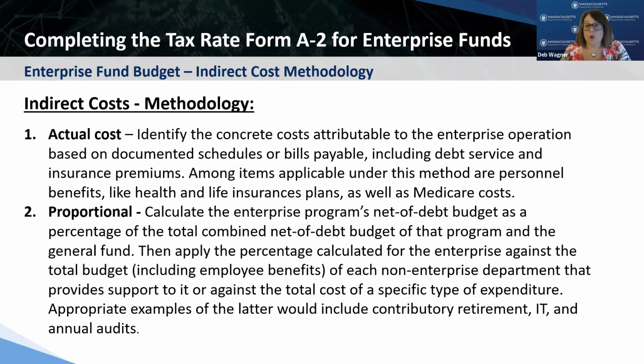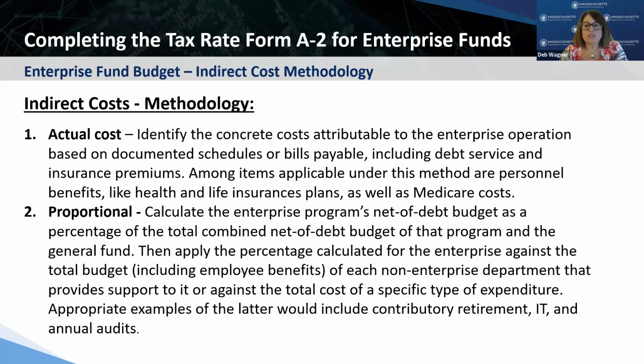So there's 4 different ways that you can determine what portion of the cost will be attributed to the enterprise fund. First method is actual cost, and we talked about health insurance. You know exactly what the actual cost is. Debt service, you know exactly what the actual cost is. So that's one method. You would know exactly how much to attribute to the enterprise fund for the indirect cost.